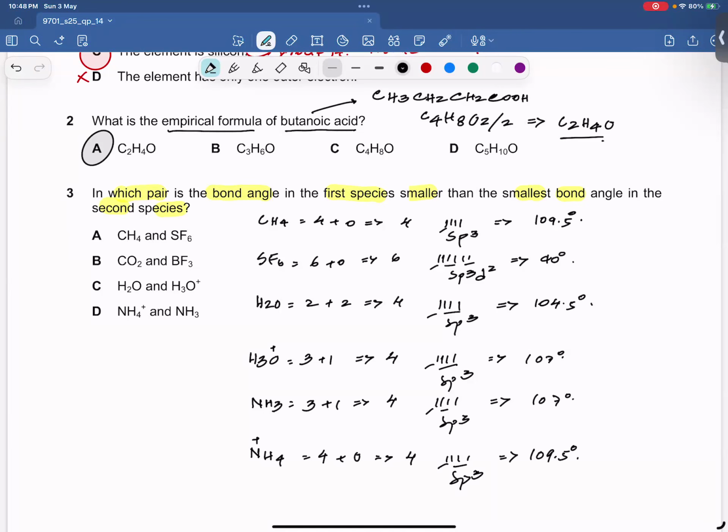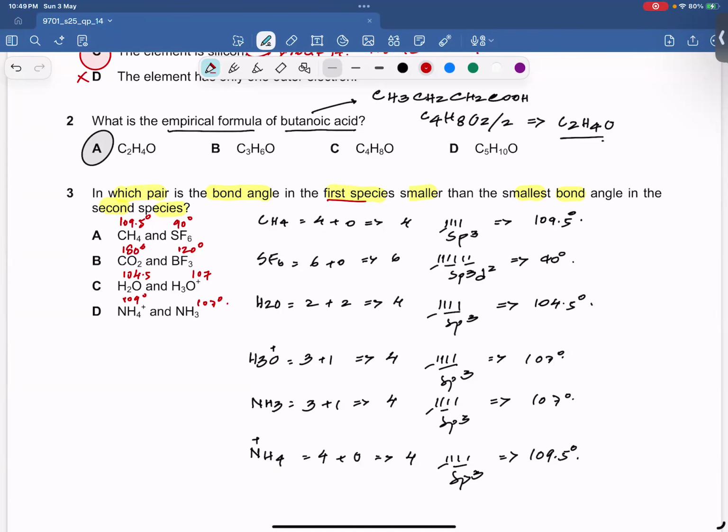So that's the shortcut technique I've discussed with you in the class. But you have to remember that all of these examples I have discussed with you in the class. You have all the information regarding these molecules and ions. So methane has an angle of 109.5 degrees. SF6 has an angle of 90 degrees. Carbon dioxide is 180 degrees. BF3 is 120 degrees. Water is 104.5. H3O plus is 107. Ammonium is 109.5 degrees and ammonia is 107 degrees.